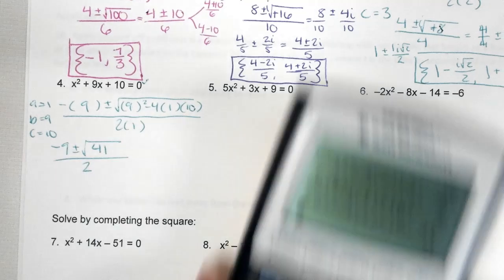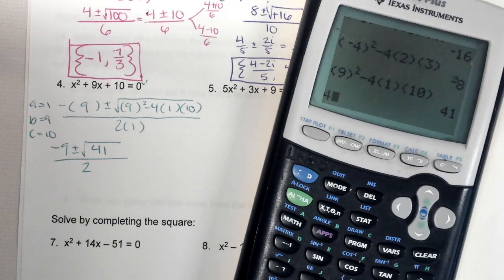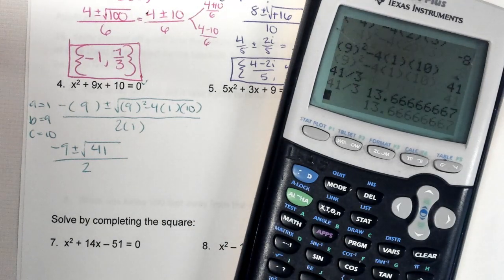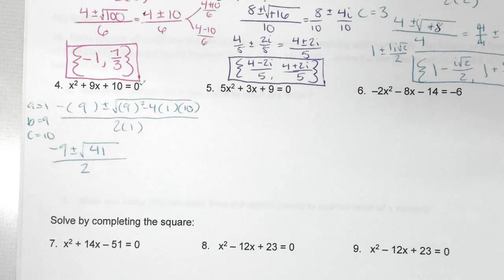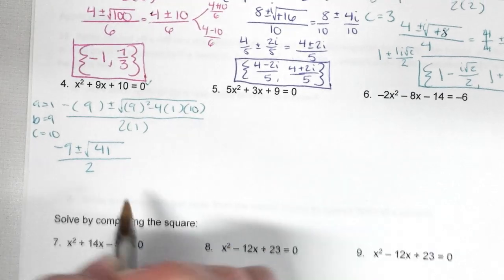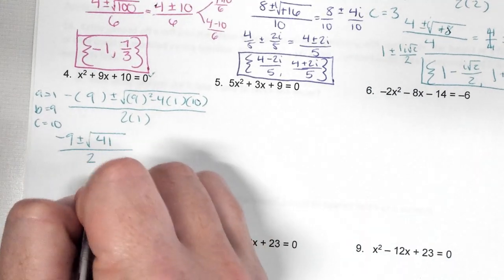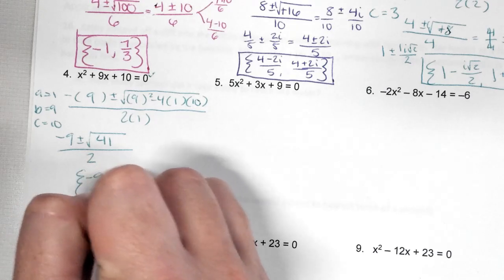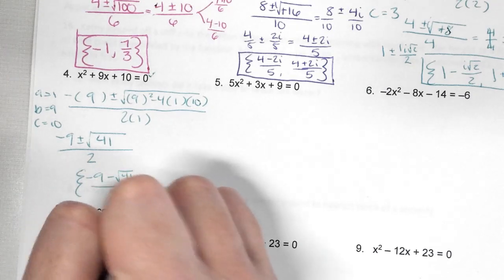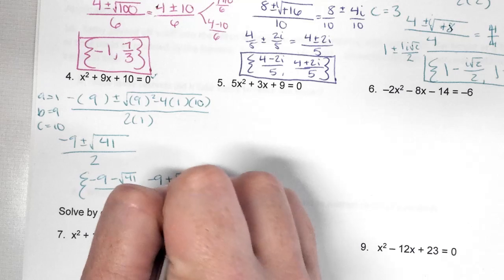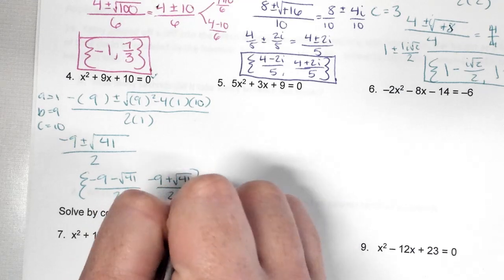Now, 41 is not prime. Maybe it is. Hold on. Okay, yeah, 41 is prime, just kidding. So that is done. Nothing simplifies, and 9 over 2 doesn't simplify, so it's not worth separating. So there's my answer. Negative 9 minus the square root of 41 over 2. Negative 9 plus the square root of 41 over 2.